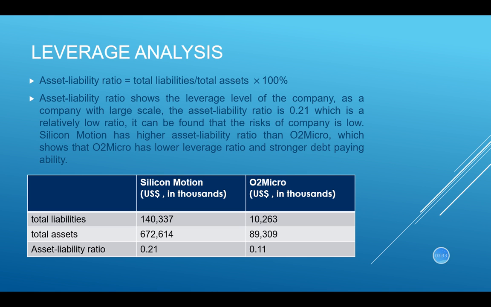Through the leverage analysis, we can get the asset-liability ratio of a company. As a company with large scale, the asset-liability ratio is 0.21, which is a relatively low ratio. It can be found that the risk of the company is low. Silicon Motion has a higher asset-liability ratio than O2 Micro, which shows that O2 Micro has a lower leverage ratio and stronger debt-paying ability.